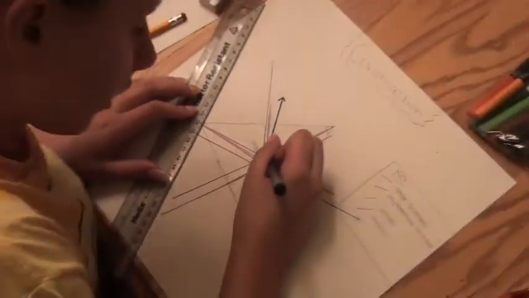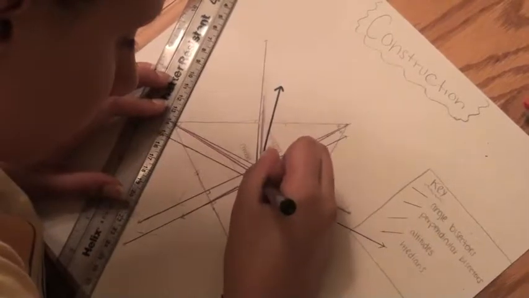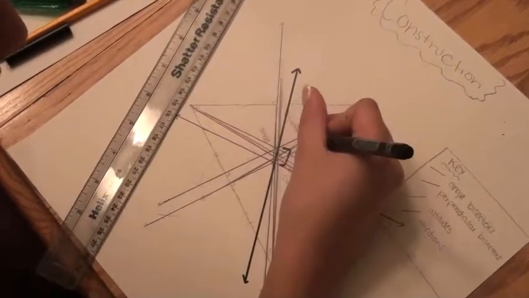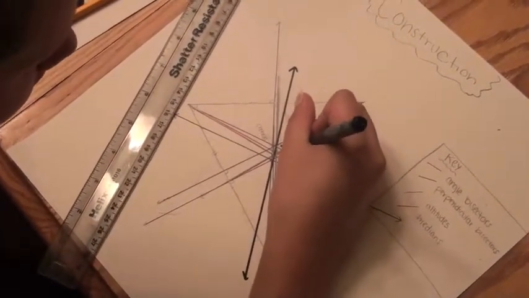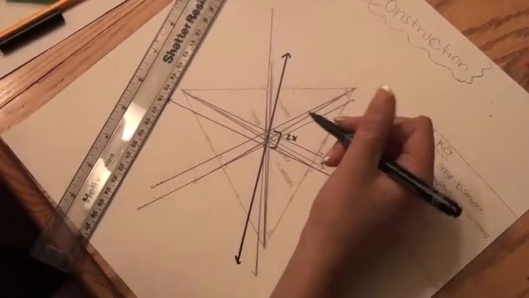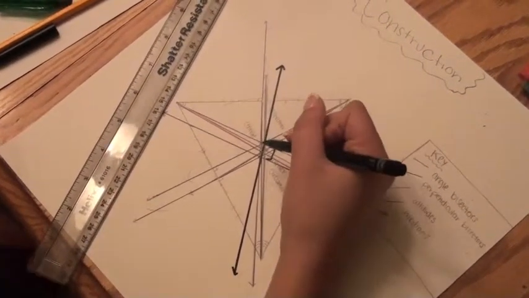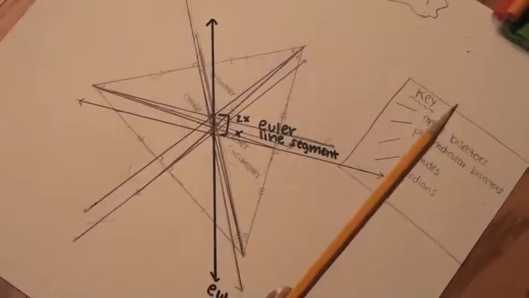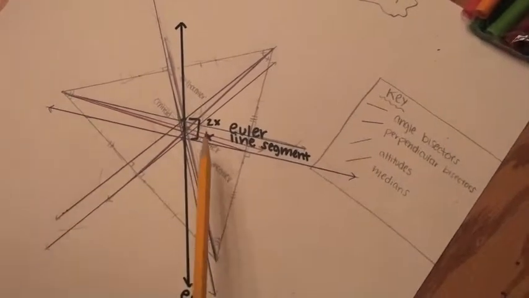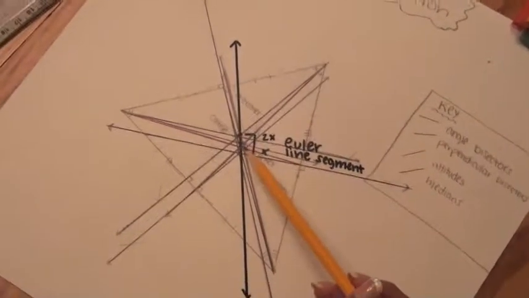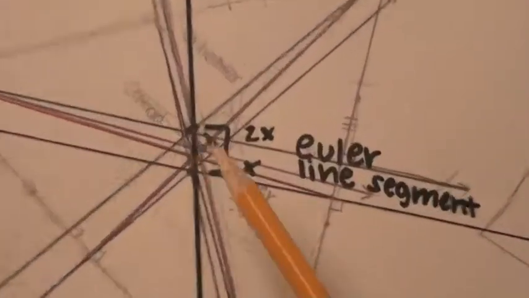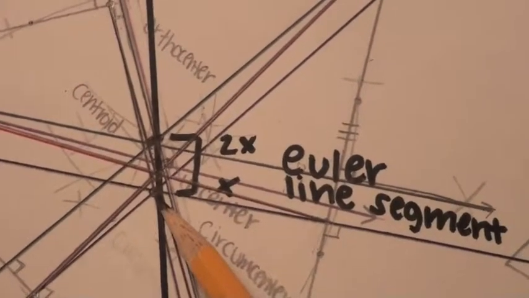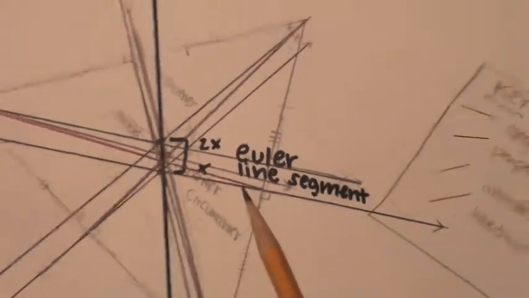You will also notice that these three have a relationship. The distance from the orthocenter to the centroid is 2x in comparison to the distance from the centroid to the circumcenter, which is only x. Therefore, the Euler line segment has the centroid in the center, where the distance from the centroid to the orthocenter is twice the distance from the centroid to the circumcenter. This is true in all triangles.